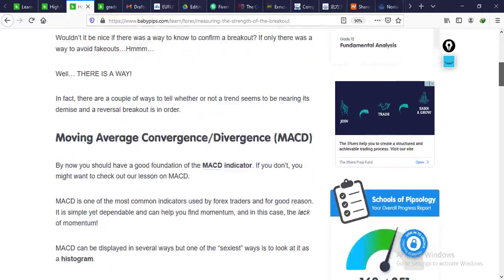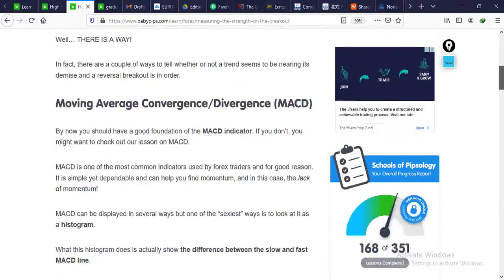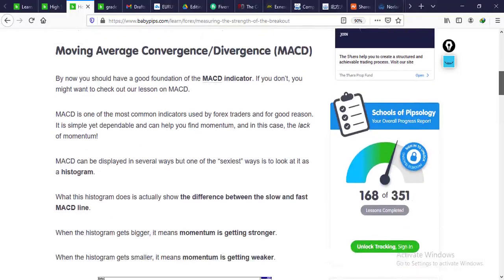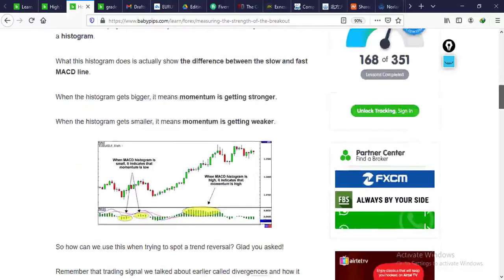One way to do that is to use a technical indicator called moving average convergence divergence, or simply put, the MACD indicator. The MACD indicator has many ways you can use it, but one of the sexiest ways to use the MACD is to look at its histogram. What the histogram does is show the difference between the slow and the fast MACD line. When the histogram gets bigger, it means momentum is getting stronger or volatility is high. When the histogram gets smaller, it means momentum or volatility is getting weaker.